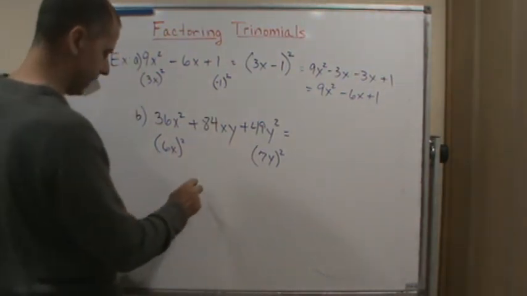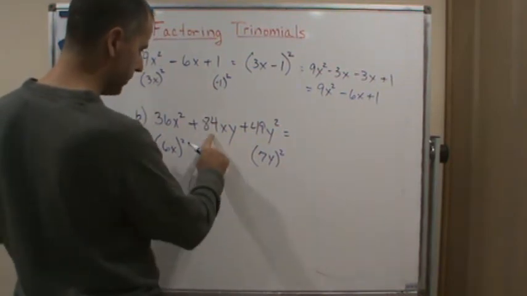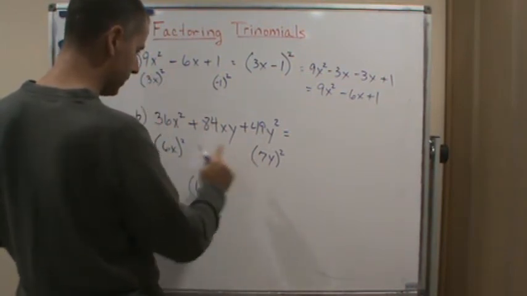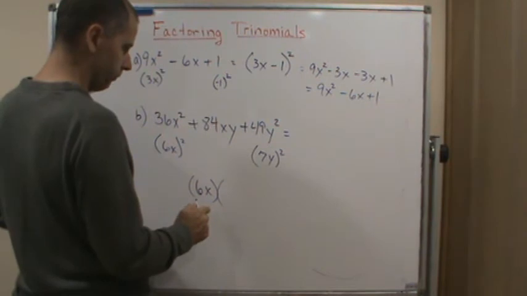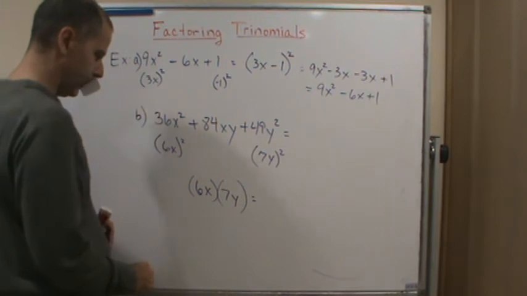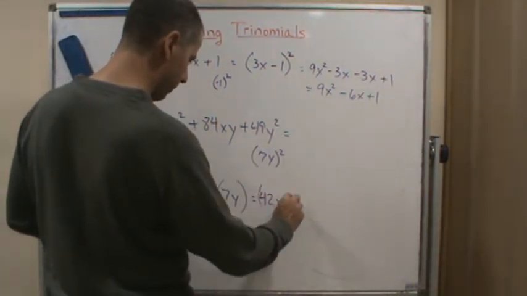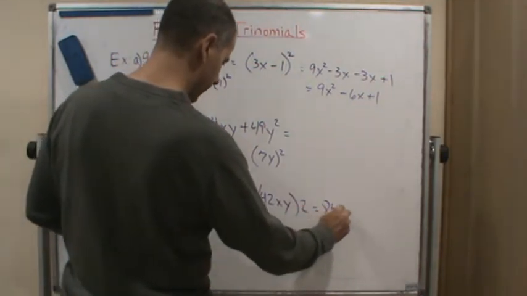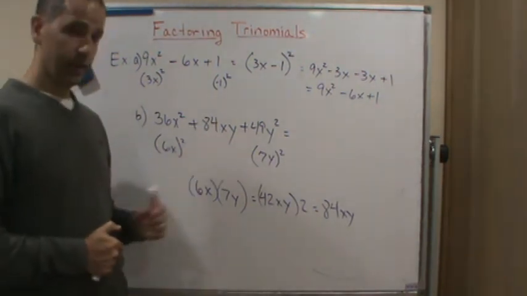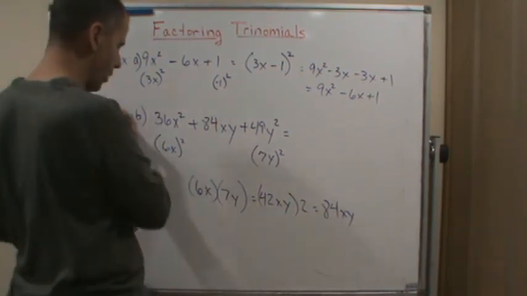So if we take 6x times, oh, now this is positive, so this is positive. So these are positive. So this is going to be 7y. And this gives us 42xy. And if we double it, we get 84xy, which matches the middle term. So that tells me maybe this is a perfect square trinomial.